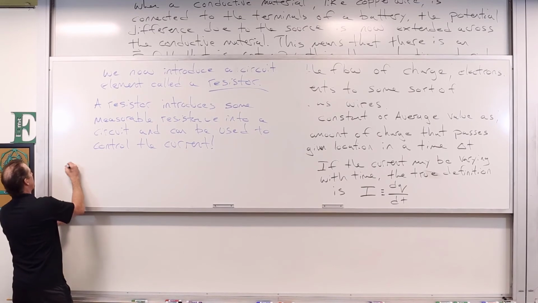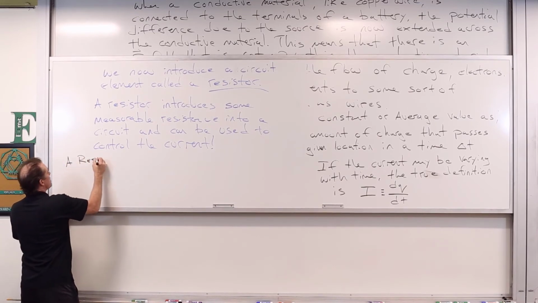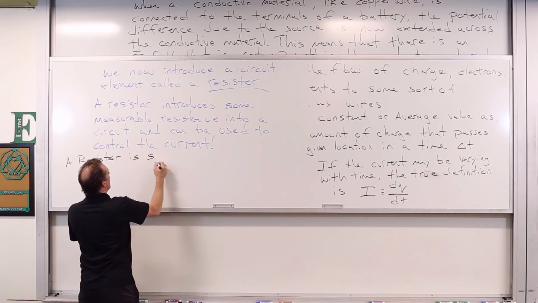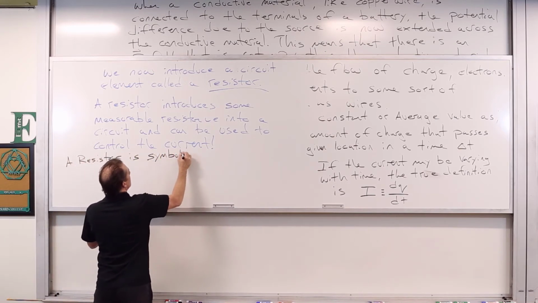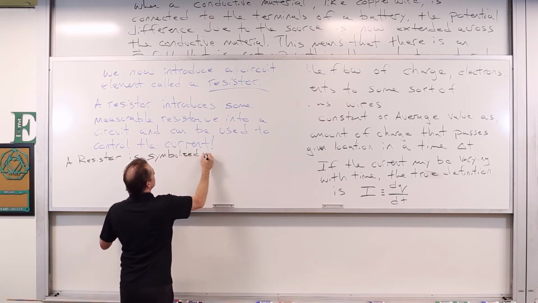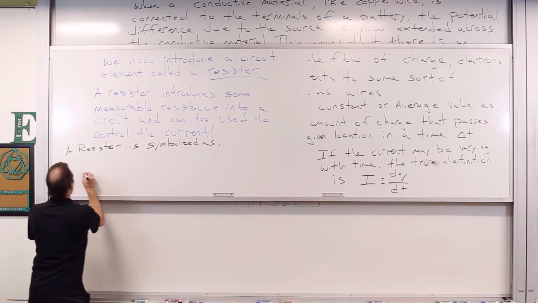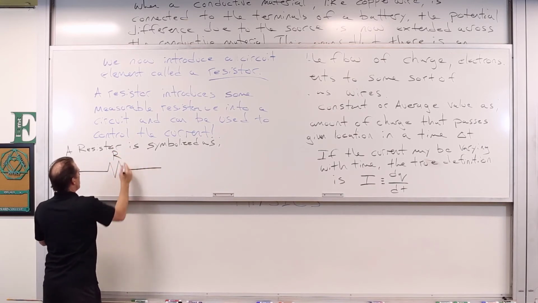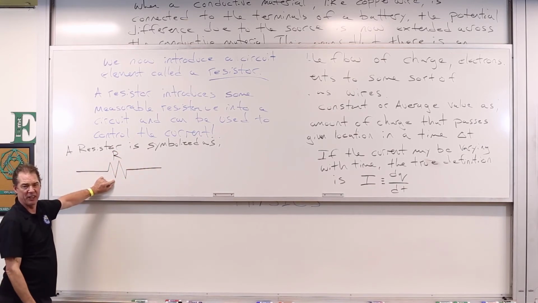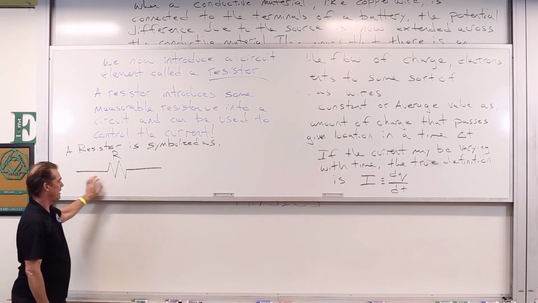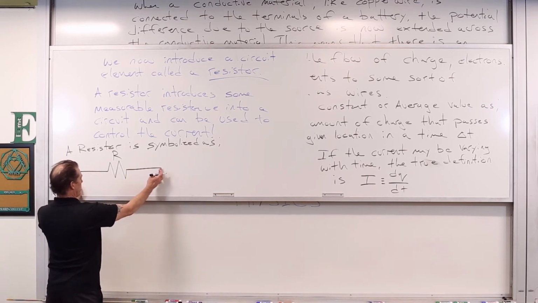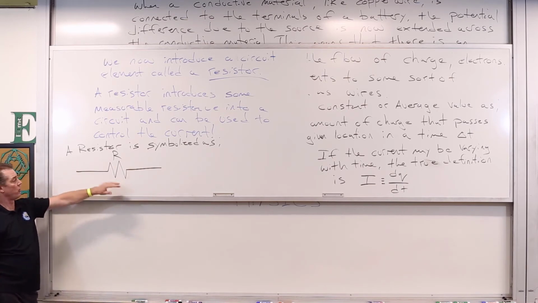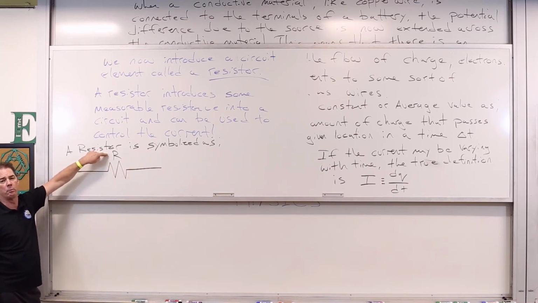So, a resistor is symbolized as this. It's like an obstruction, is what you can think of it as. So this is one side, this is the other side. Those are the terminals of the resistor. And this represents the actual resistor that has some resistance R measured in ohms.